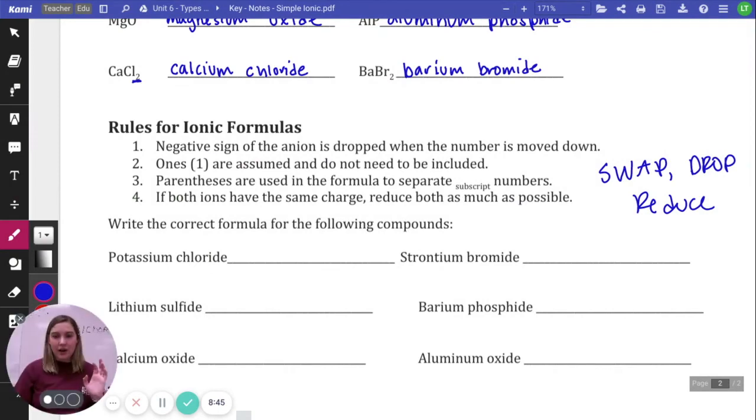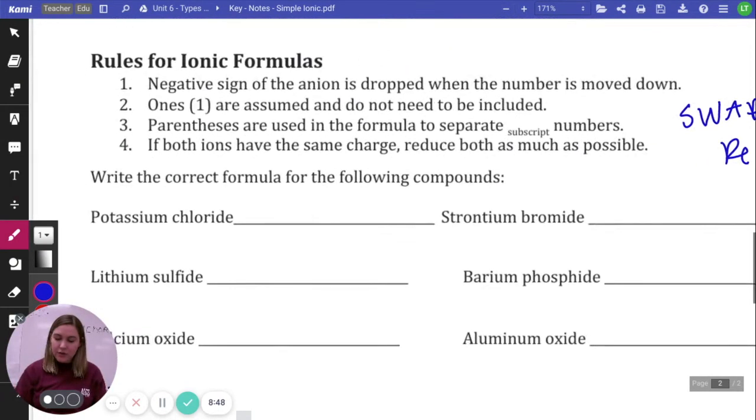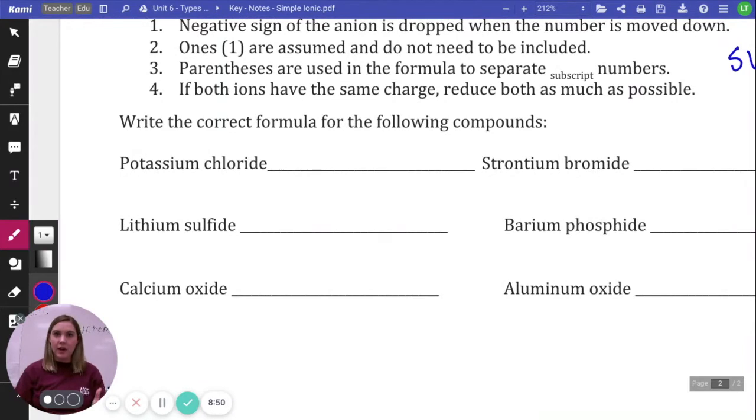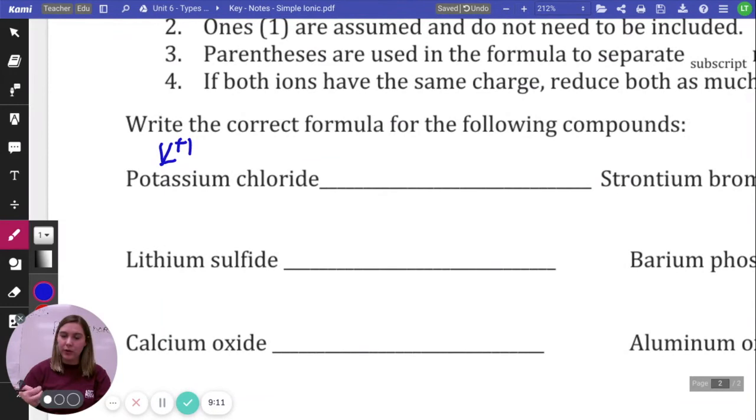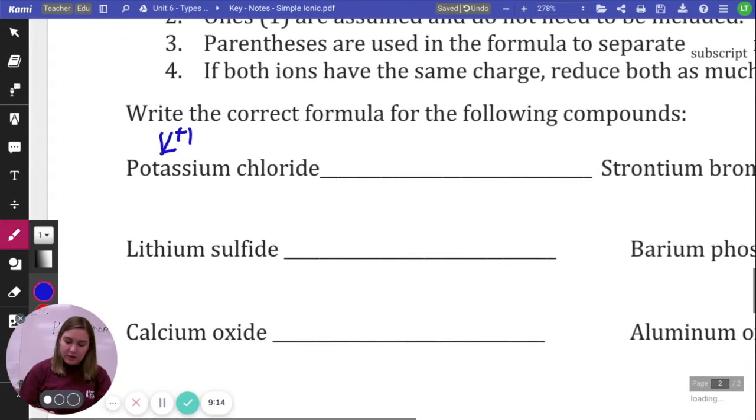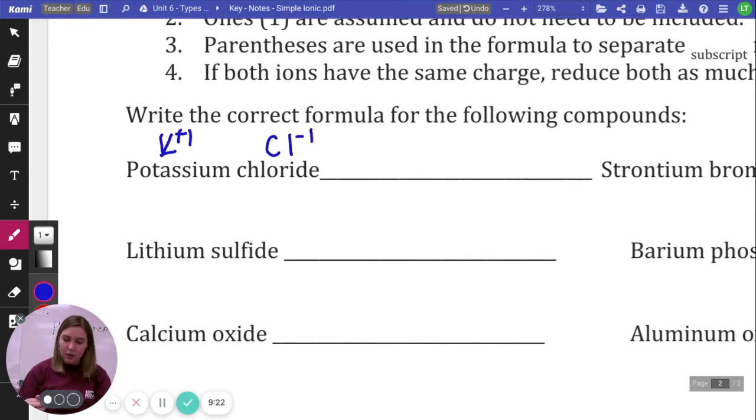All right, so let's look at how we do this. For our first one, we have potassium chloride. First things first, we need to determine the charges of both potassium and chlorine. Potassium is K, and potassium is in group 1. Because it is in group 1, potassium is going to have a positive 1 charge. And then chloride would be chlorine. The chlorine symbol is Cl, and because it is in group 17, it has a negative 1 charge.